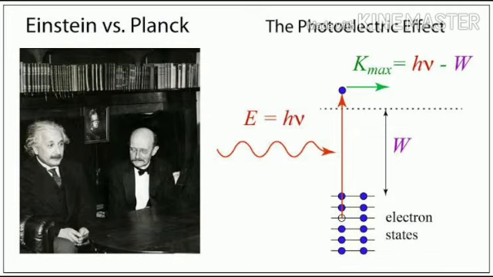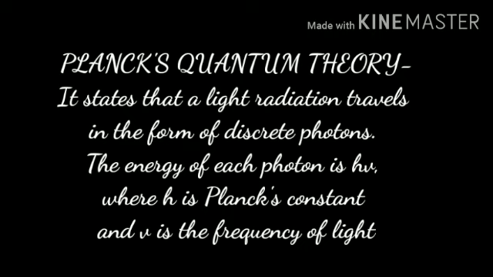In 1905, Einstein explained the photoelectric effect on the basis of Planck's quantum theory. Let's see what Planck's quantum theory was. It states that light radiation travels in the form of discrete photons. The energy of each photon is hν, where h is Planck's constant and ν is the frequency of light.